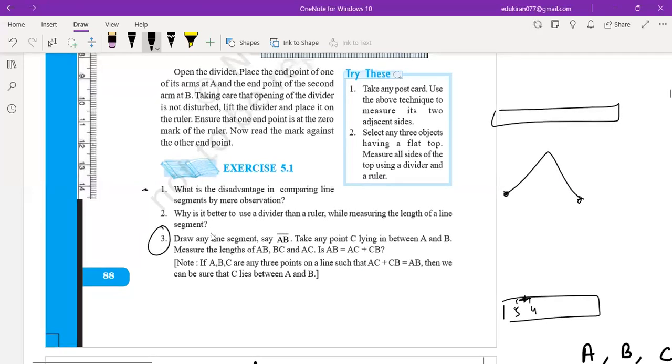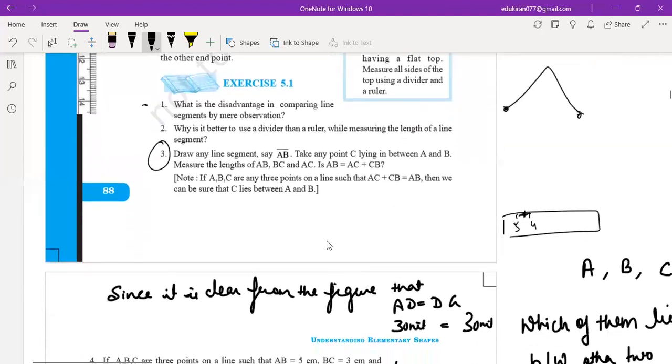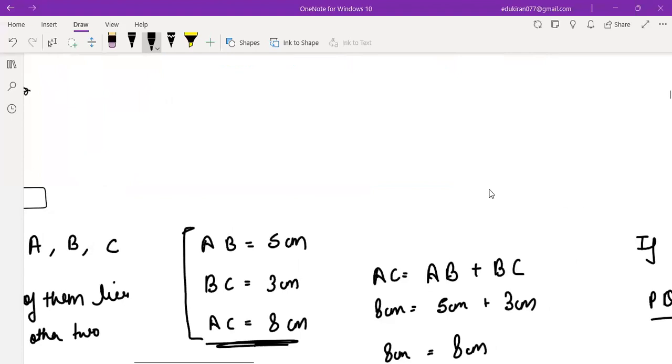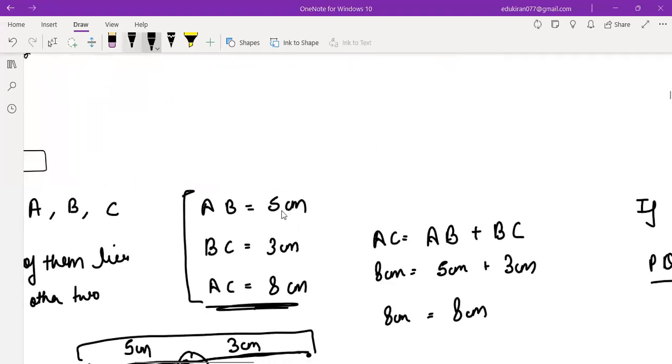Yes, ma'am. Now next is: draw any line segment, say AB. Take any point C lying in between A and B. Measure the length of AB, BC and AC. Is AB equal to AC plus CB? Very, very important and very, very easy, right? Have a look at how to do this. So over here, can you see this? Yes, ma'am. So let's just do it.